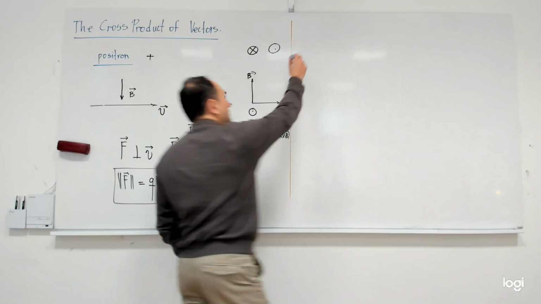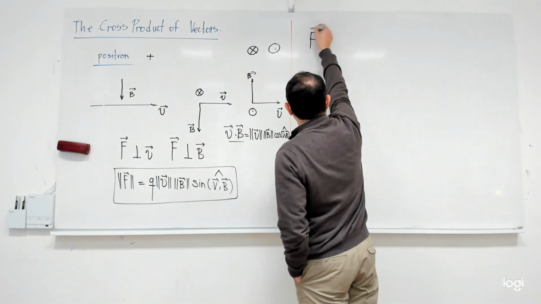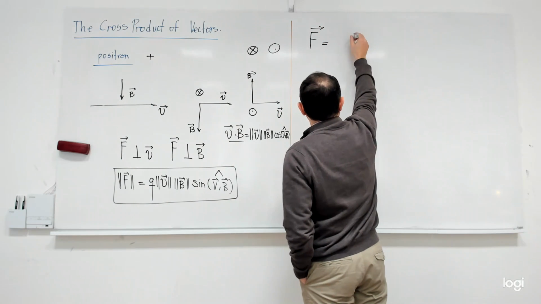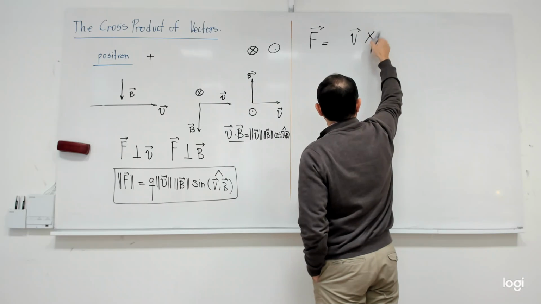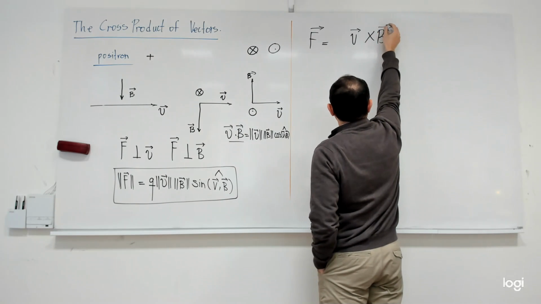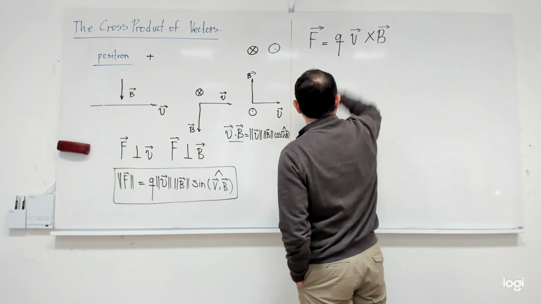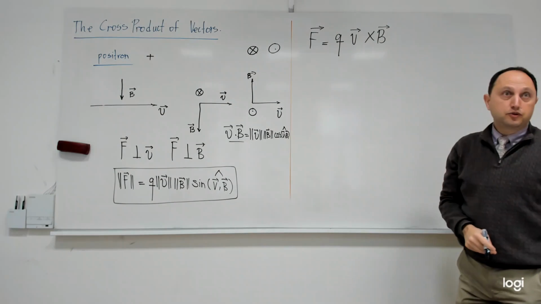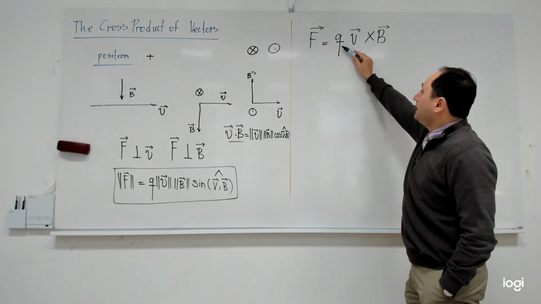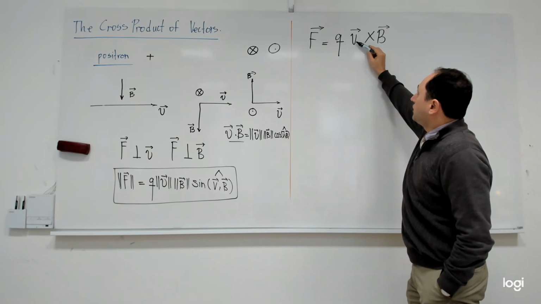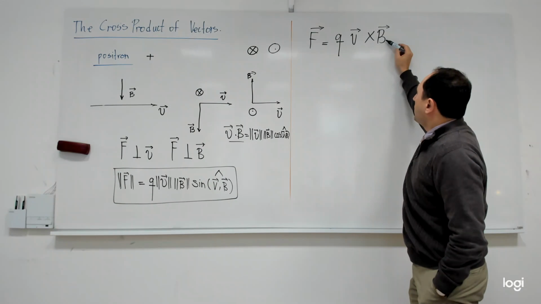into one single formula, writing the force as a vector is equal to V cross product, this is the lesson for today, by B multiplied by the electric charge Q. So that would be the force acting on electric charge Q if its velocity is V and the magnetic field is B.